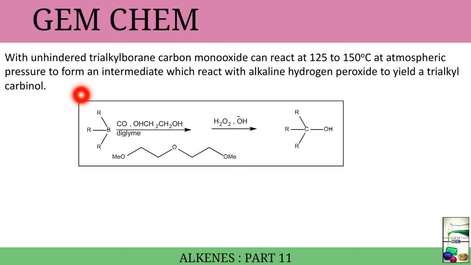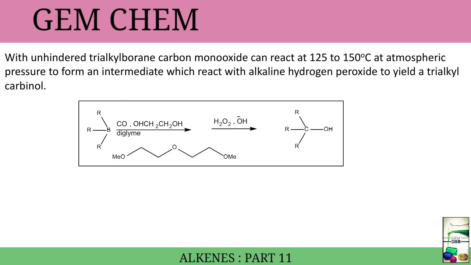It means that if we take a trialkyl boron and react it with carbon monoxide in presence of the solvent, that is CH2 having two OH groups, and diglyme, that is this one, and then on further reaction with an oxidizing agent which is peroxide, then we get this type of moiety which is a trialkyl carbinol. So this is very important to understand.